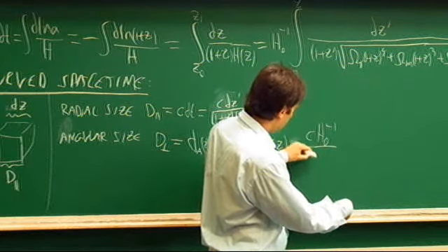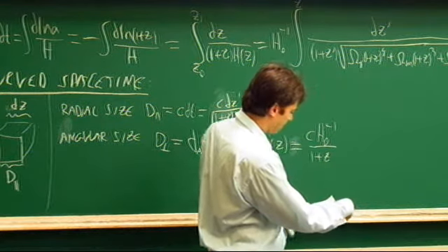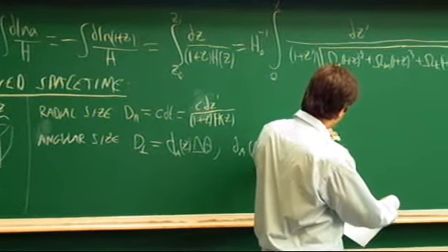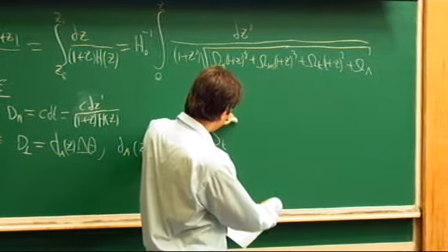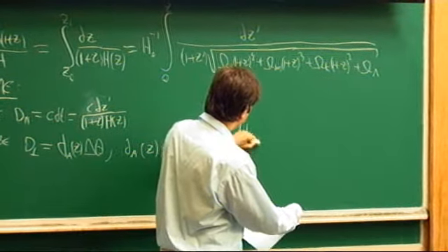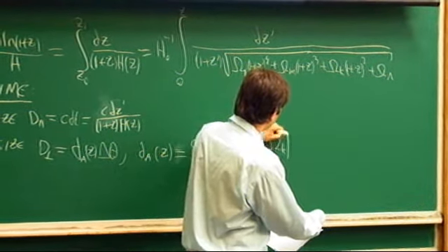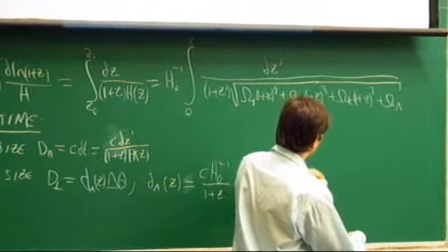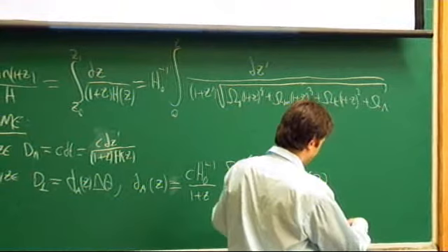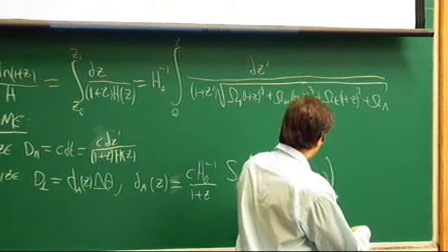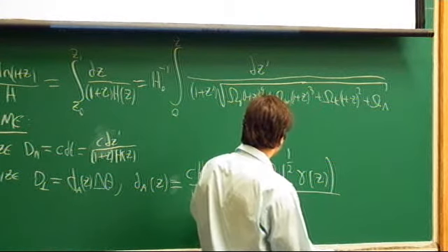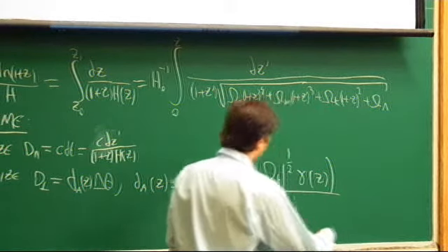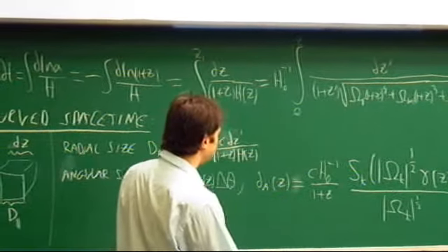c h naught inverse divided by 1 plus z. And then it gets a little more complicated. You have a function S_k, which I'll explain what it is in a second, of the absolute value of the omega curvature that we've talked about, square rooted, times another function, gamma of z. And then the whole thing gets divided again by the square root of this absolute value of the curvature parameter. And now I owe you some definitions.